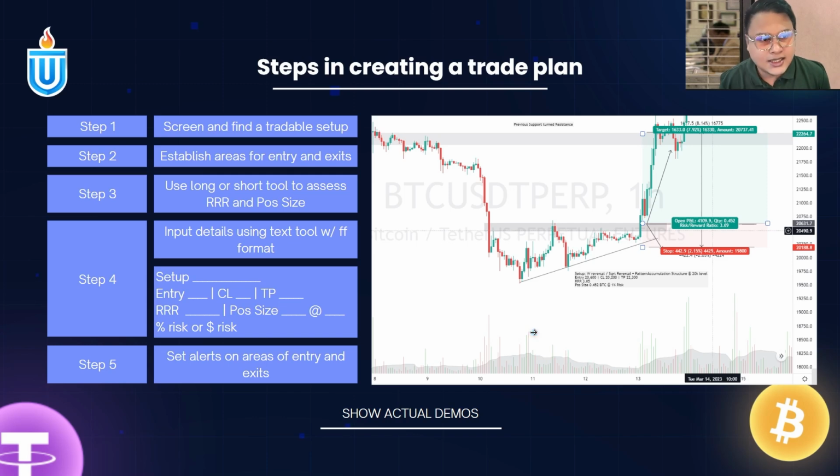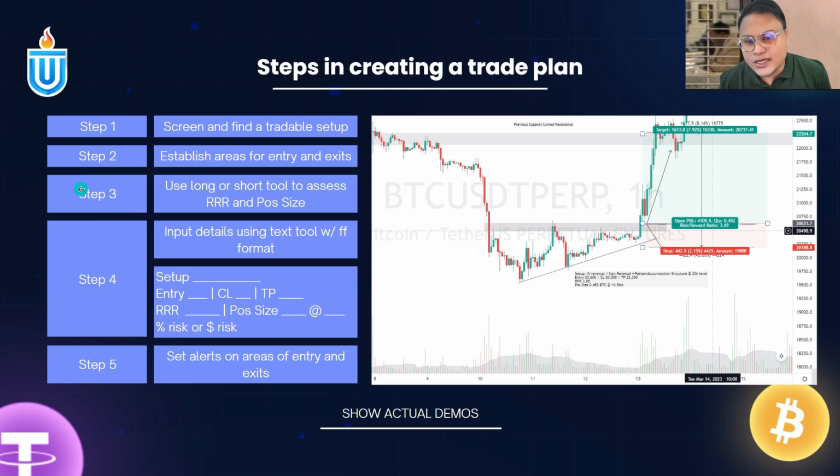Yun, dito na tayo sa steps in creating a trade plan. So, unang step is, firstly, you need to screen and find a tradable setup. So, let's say in this example, your tradable setup is a W reversal or a double bottom, pwede ring square root reversal, along with a pattern accumulation structure, no, at the 20K level. So, key level yan, psychological level, yung 20,000 USDT per Bitcoin. So, yun, may tradable setup ka na.